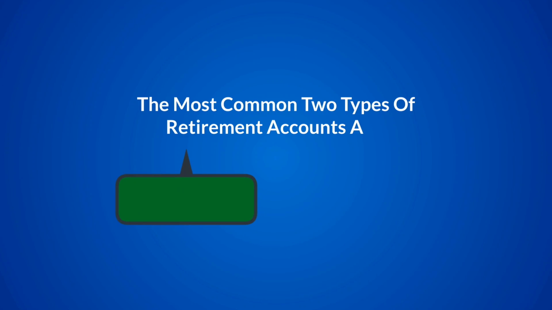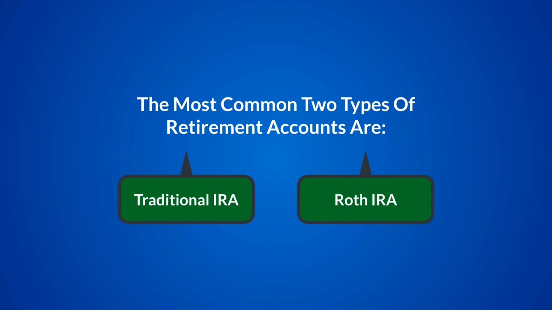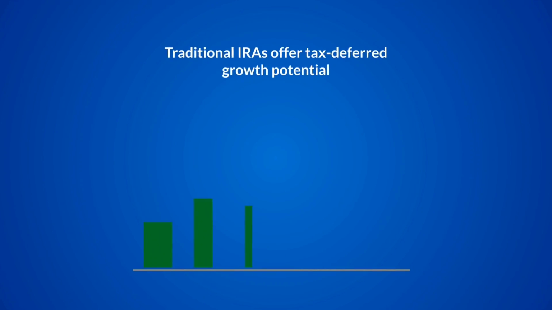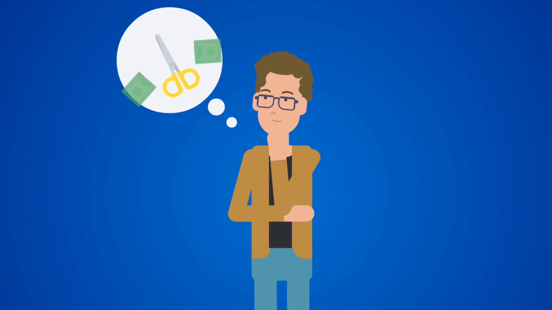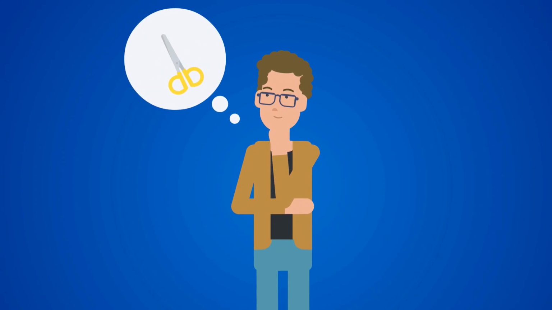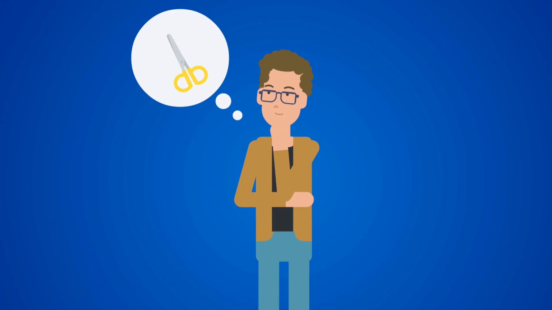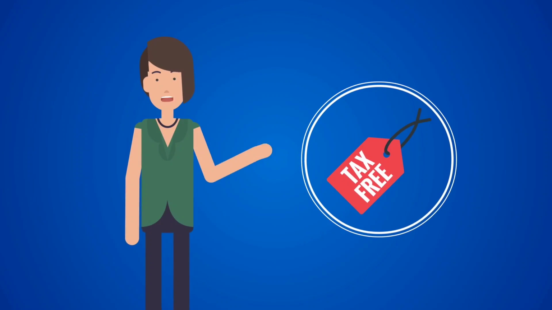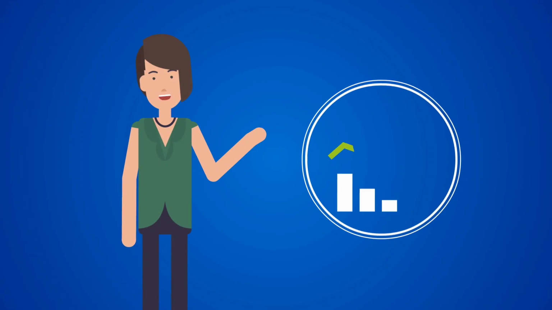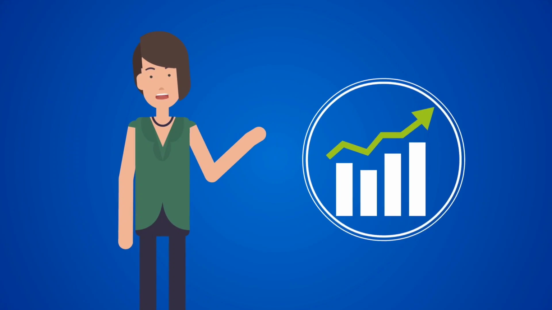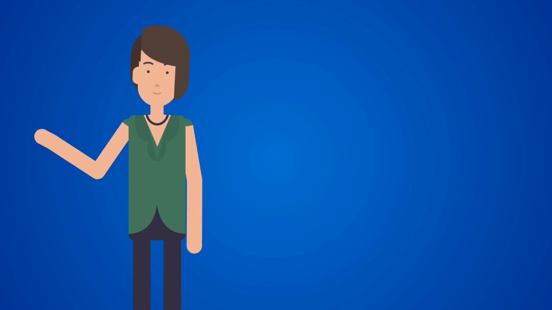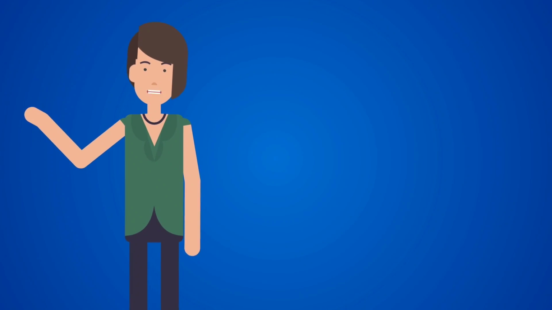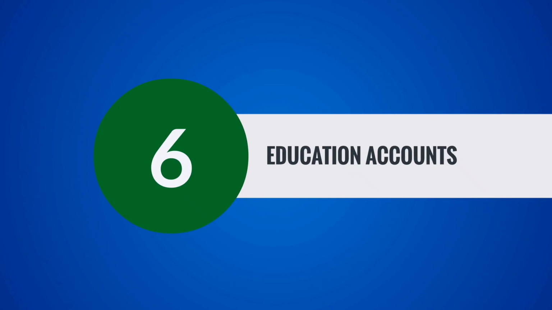The two most common types of retirement accounts are: traditional IRAs, which offer tax-deferred growth potential and are best suited for an individual who expects to be in the same or a lower tax bracket. On the other hand, Roth IRAs offer tax-free growth potential and are best suited for an individual who expects to be in a higher tax bracket when he or she starts taking withdrawals.